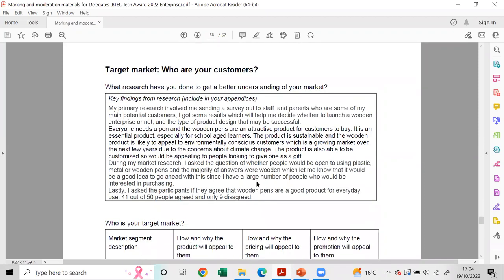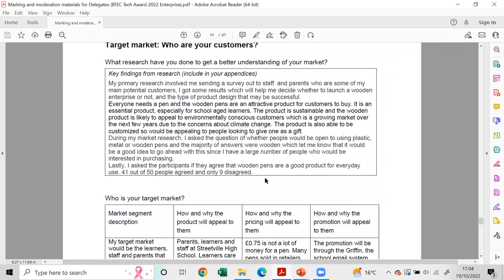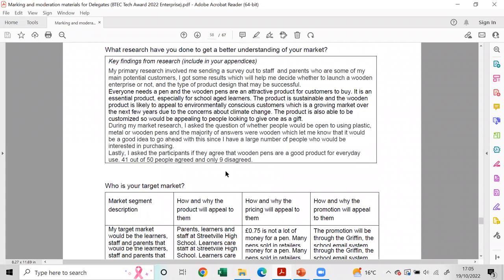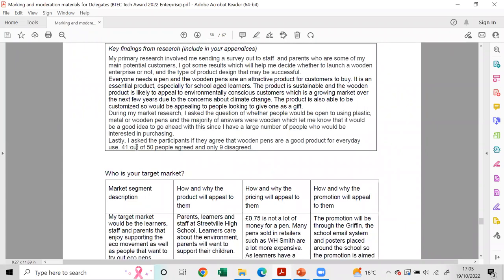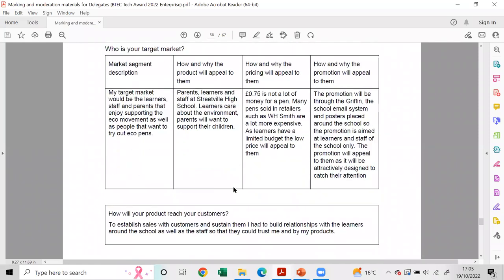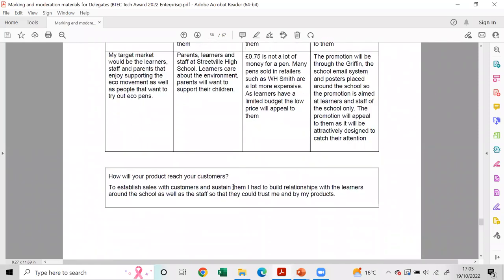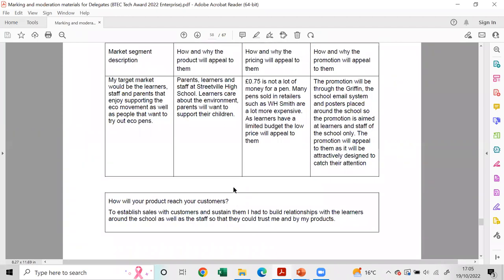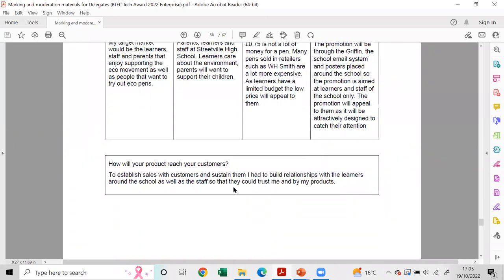They have thought about their target market. The fact that they're selling it to a school does, in a way, limit their target market. They have said, during my market research, I asked a question of who'd be open to plastic and so on and so on. And they've given a little bit of information about what the response was. So 41 out of 50 people agreed and so on, what their target market is, how it's going to appeal. Again, the explanations, there is some, not most, not a lot.